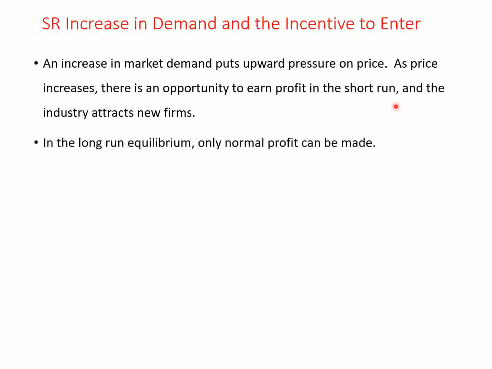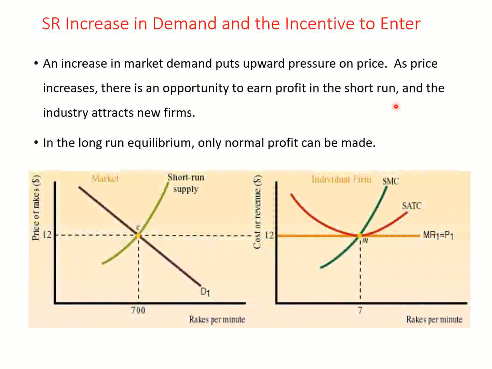But in the long run, only normal profit can be made, because once the price rises and the firms in the market get a supernormal profit, new firms are going to enter that market and take that profit. And when new firms are entering the market, the supply increases, and that supply pulls down the price to the original price. So that's why in the long run equilibrium, only normal profit can be made.